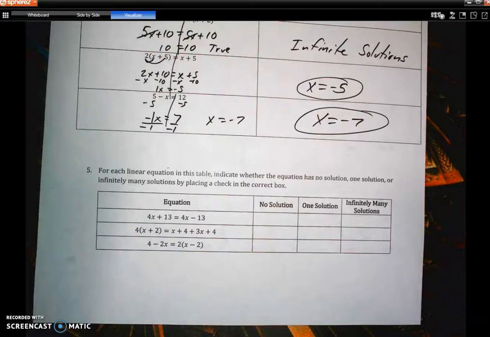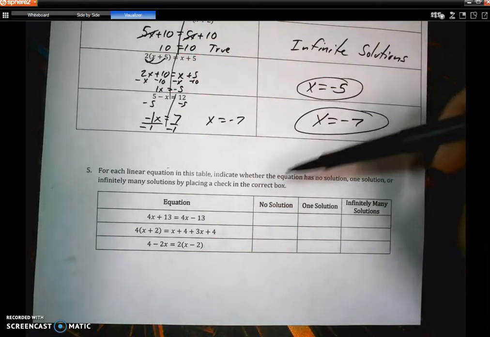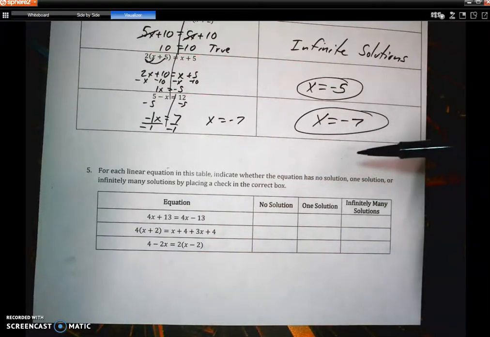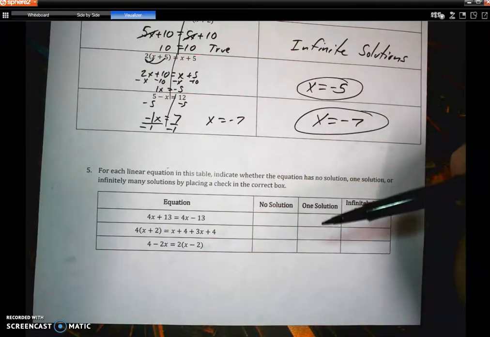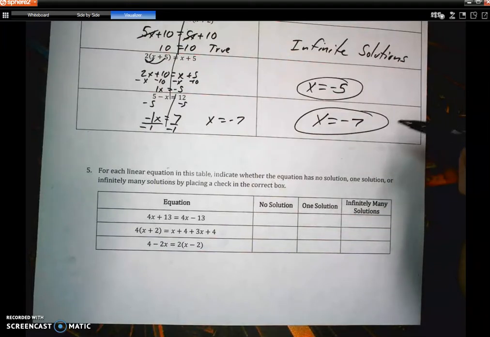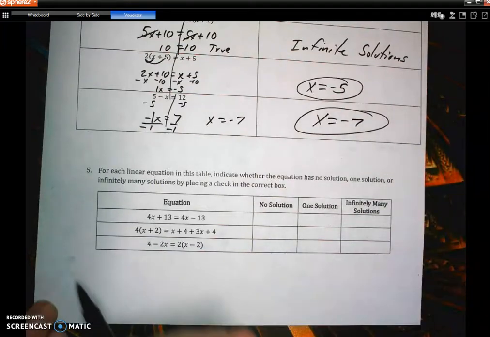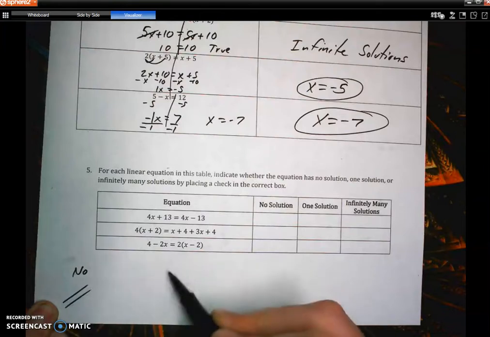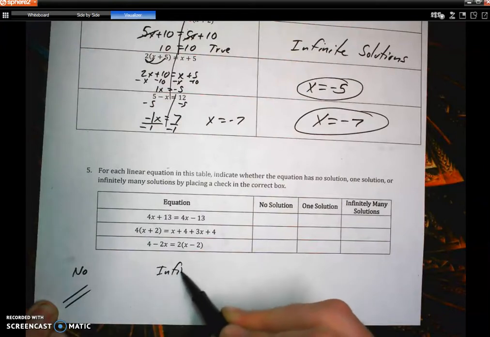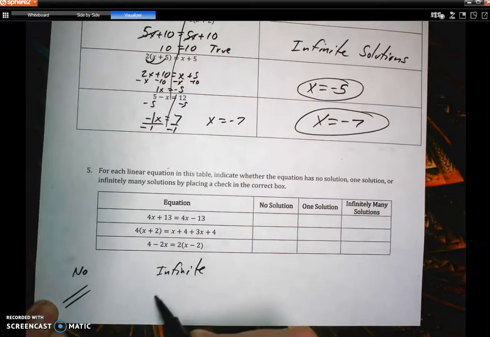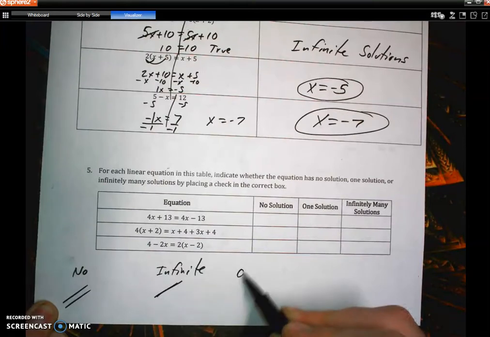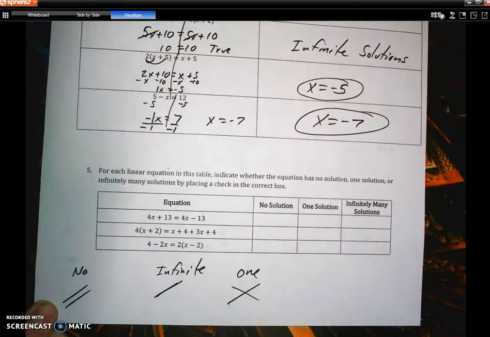5 here. For each linear equation in this table, indicate whether the equation has no solution, one solution, or infinitely many solutions by placing a check in the correct box. Okay, so remember, no solutions is when the lines are parallel. Infinite solutions, right, are when the lines are the same, and then one solution is when they crisscross once.